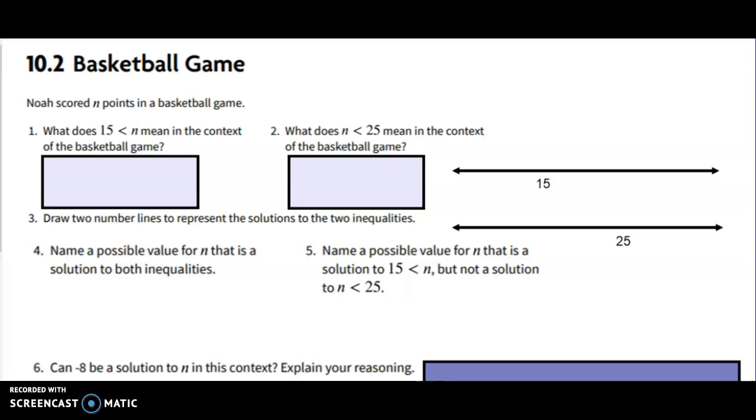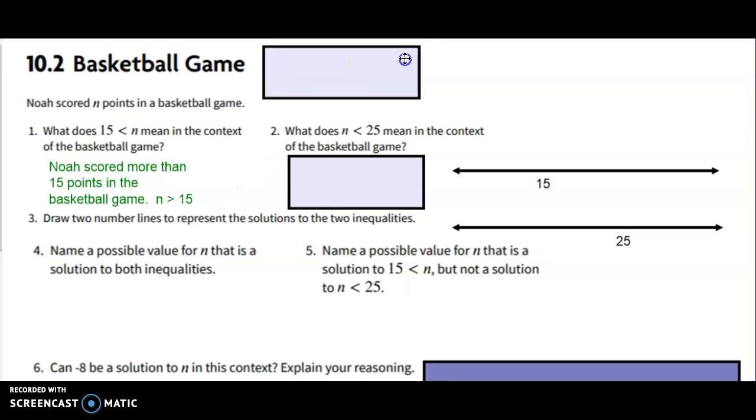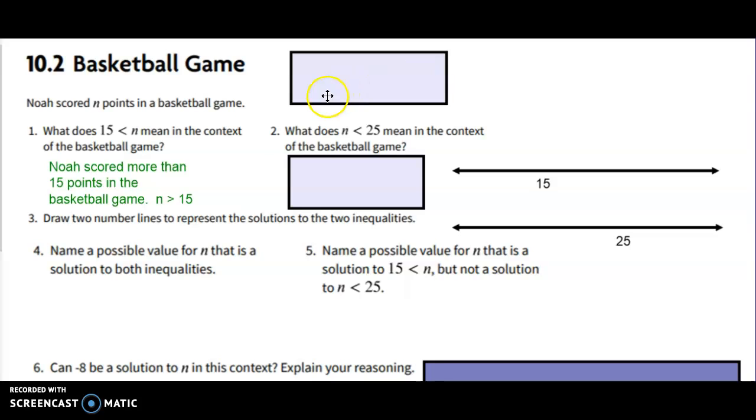Okay, Noah scored n points in a basketball game. What does 15 is less than n mean in the context of the basketball game? It means that Noah scored more than 15 points in the basketball game. If you have a hard time seeing that, flip the solution around so that the variable's on the left, and you'll have n is greater than 15, and then you can see, oh, his score is more than 15, but it does not include 15. He scored more than 15.